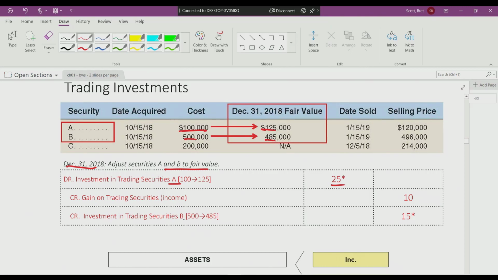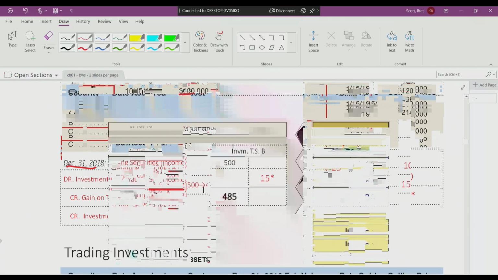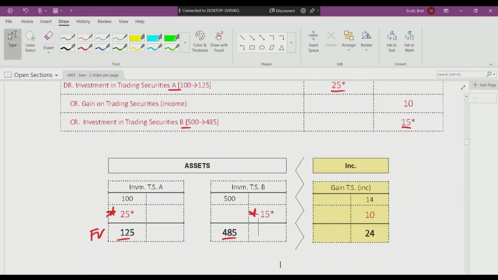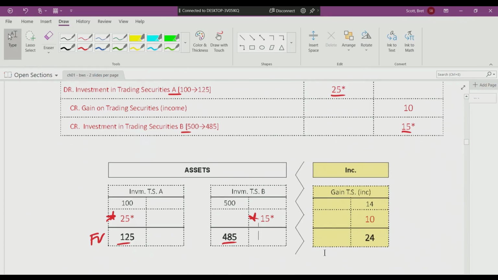Whereas in the investment trading securities B, I want to show a reduction of 15. And so down below, you see that I'm doing that in each account. There's the 25 and there's the 15, and it brings the fair value to the appropriate amounts, 125 and 485. So that's the journal entry I need.